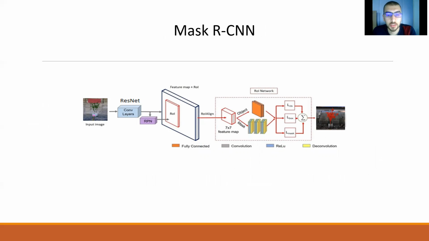Mask RCNN, as you can see in this architecture, has mainly two stages. Both of the stages are connected to a backbone structure, and we will use two main backbones, ResNet 50 and ResNet 101.